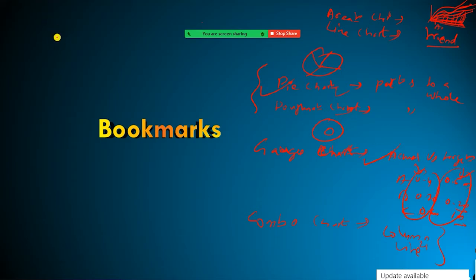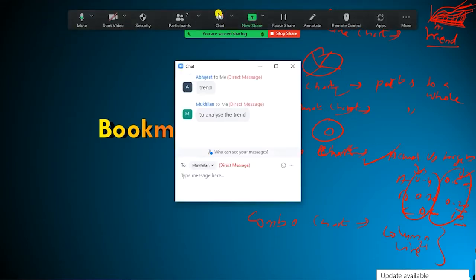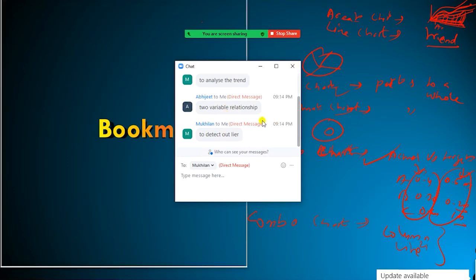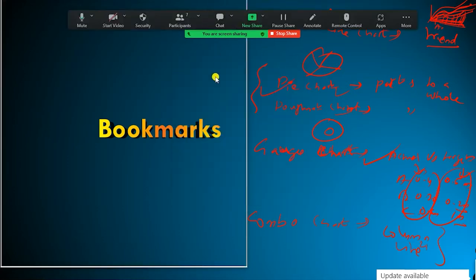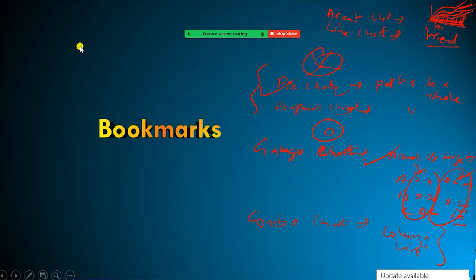You can do Googling also. Someone had replied, who is that? Two variables, to find out the relationship, two variables. Good. See, Abhijit is asking me a doubt every day. Who, Abhijit? Okay. To detect outliers. Okay, Mukilan, very good. Using a scatter plot, you can find out the outliers. And first of all, what is an outlier?